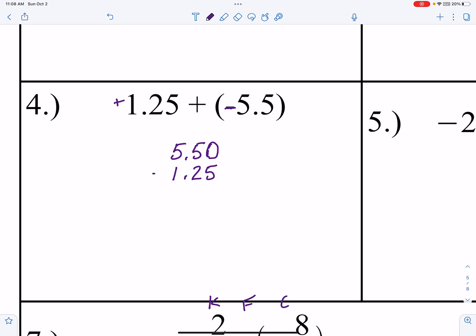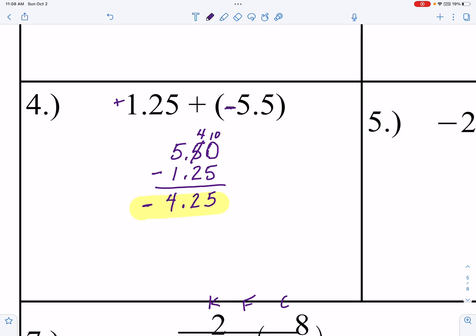Different signs subtract. Keep the sign of the bigger digit. Bigger digit was the 5.5, which was negative. Okay, so I'm going to put my negative down there right away so I don't forget. All right, we have some regrouping to do. Okay, so now I have 10 minus 5 is 5. 4 minus 2 is 2. 5 minus 1 is 4. So we have a negative 4 and 25 hundredths.